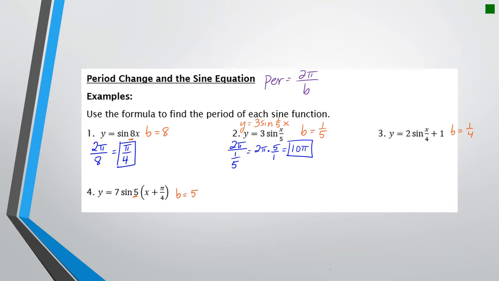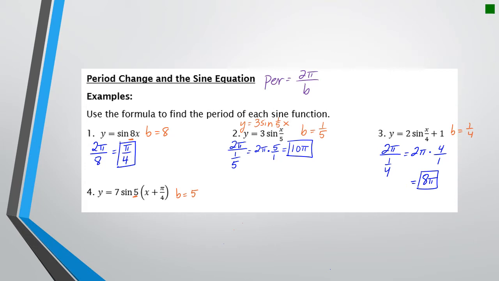All right, number 3, we'd have 2 pi over b, which is 1/4. So this is going to be really similar to number 2. We're going to multiply 2 pi by the reciprocal of 1/4, which is 4 over 1. 2 pi times 4 is 8 pi, and then the 1 would be an unnecessary thing to put in the denominator. So the answer would be 8 pi. So again, small b, big period.